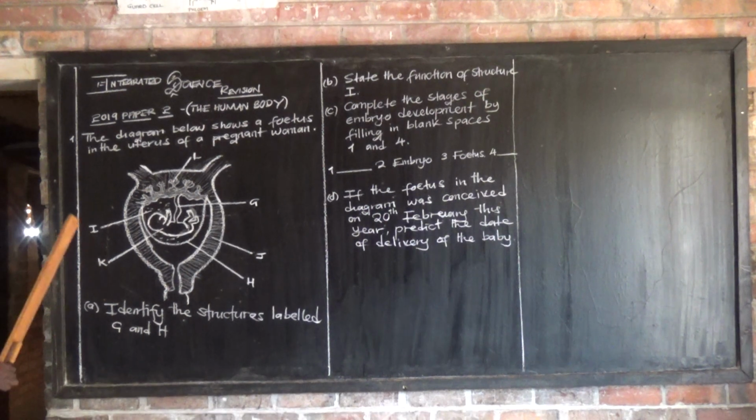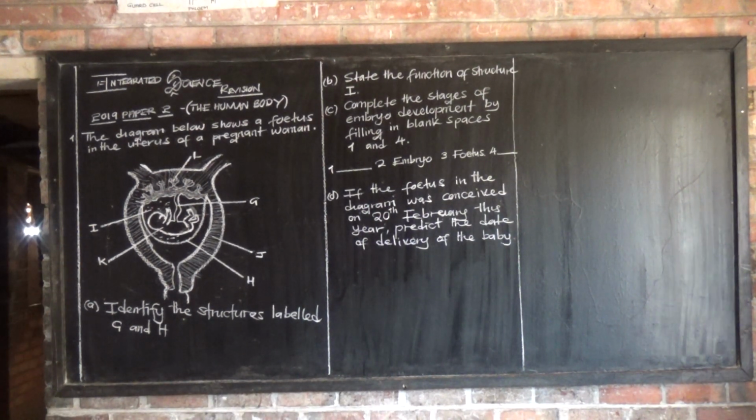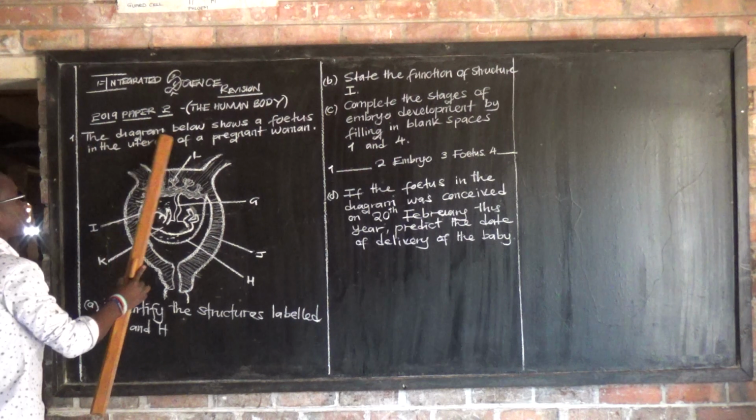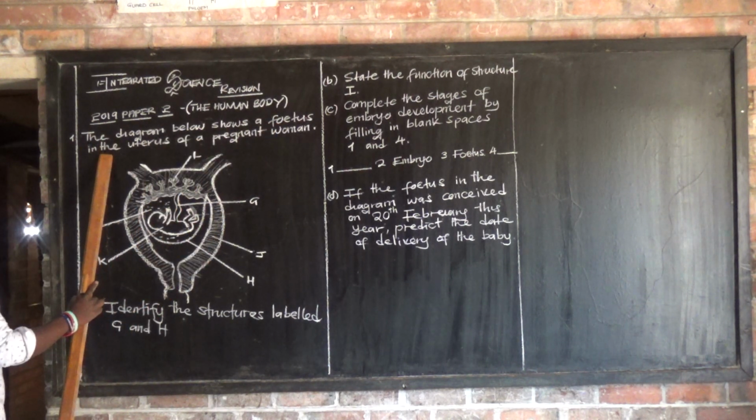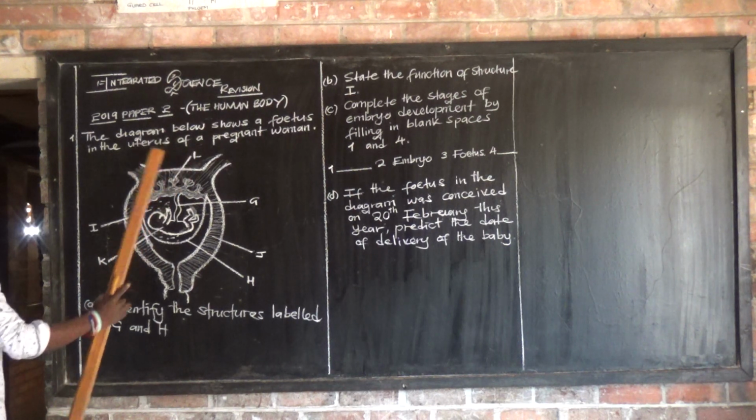Look at 2019 paper 2, a question which is on a topic called the human body. Under the human body specifically, this question is on reproduction, which is grade 8 work. The question says, the diagram below shows a fetus in the uterus of a pregnant woman.